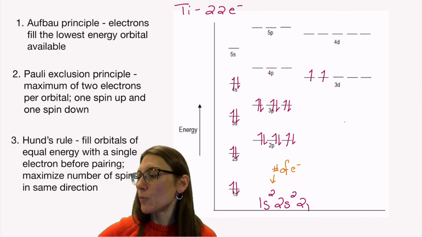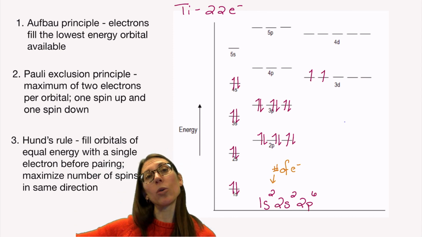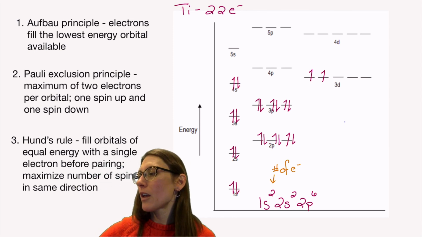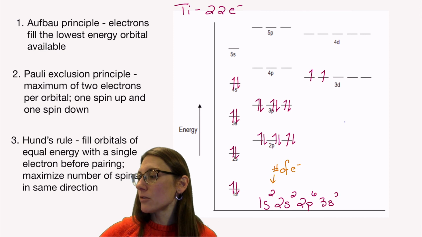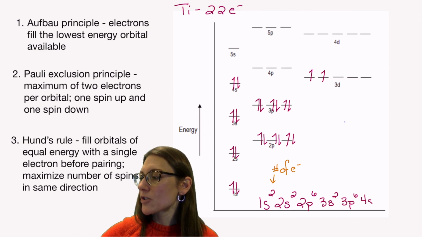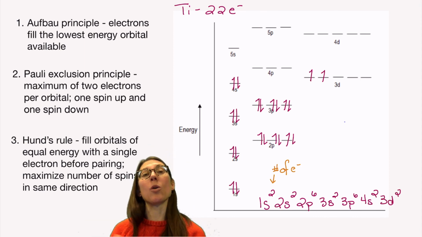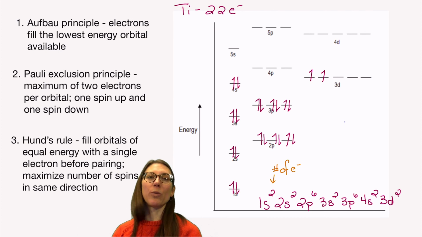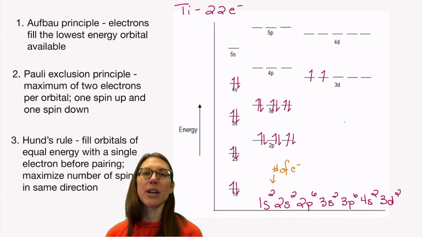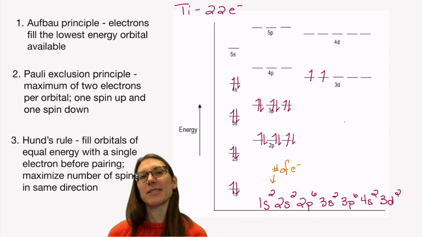And then I get 2p. There's 6 electrons total in the 2p subshell. And then I get 3s2, 3p6, 4s2, 3d2. And so you're summarizing your orbital diagram with this electron configuration, which is nice because it takes less space.